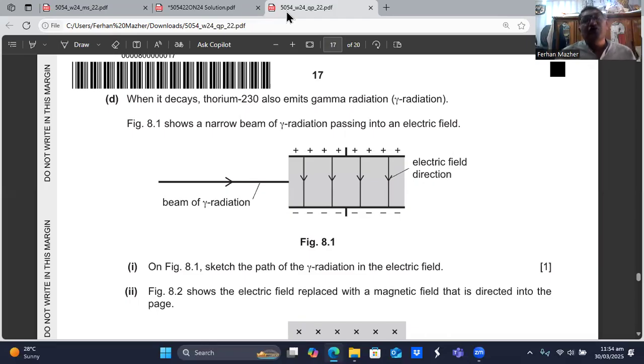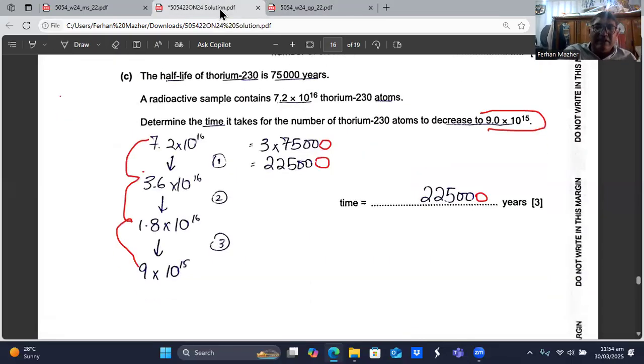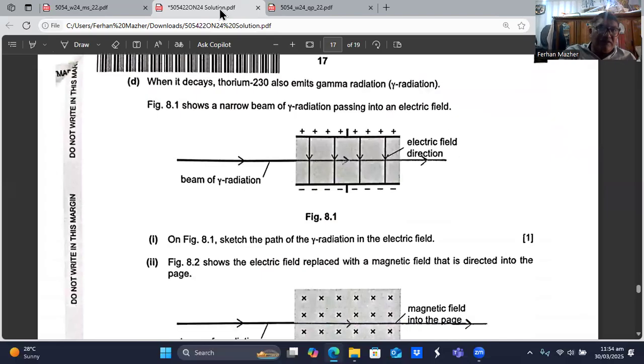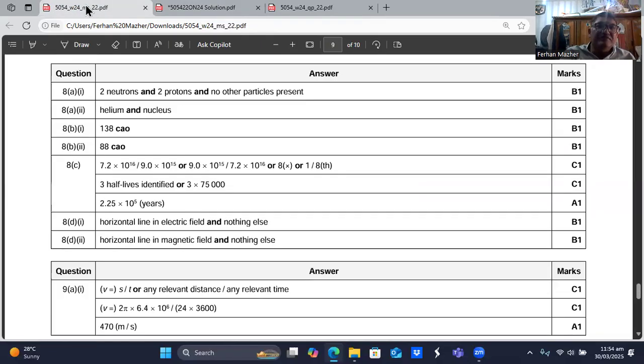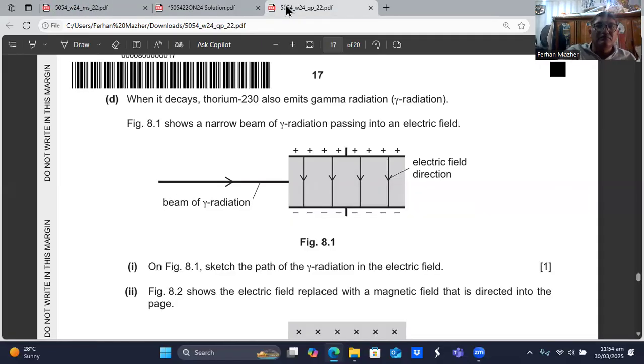So it's part G. When it decays, thorium-230 also emits gamma radiation. Figure 8.1 shows a narrow beam of gamma radiation passing into an electric field. On figure 8.1, sketch the path of the gamma radiation in the electric field. You know the gamma radiation is neutral, so the electric field has no effect on it. So it will go undeflected. It will continue moving in the same direction without any deviation from its path, because the gamma radiation is neutral.